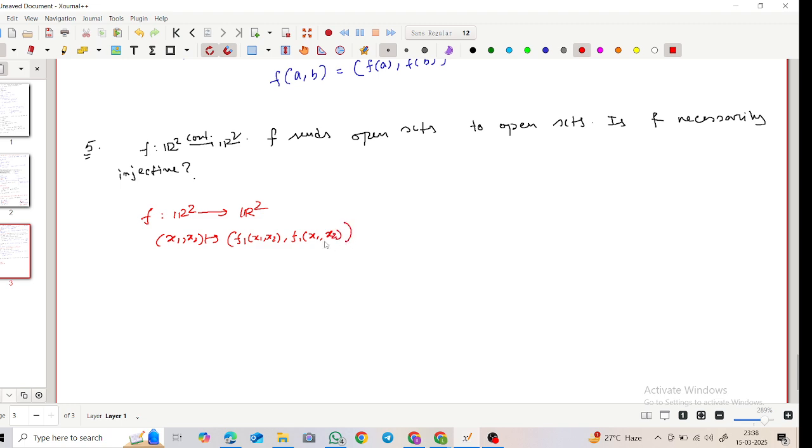Isn't it? দুবার f1 x1 x2 এলো কেন? Sorry.